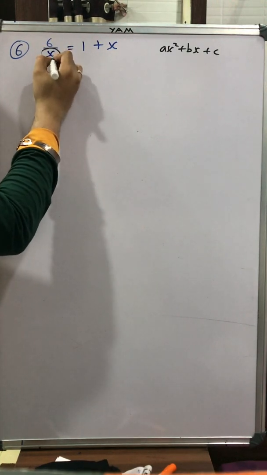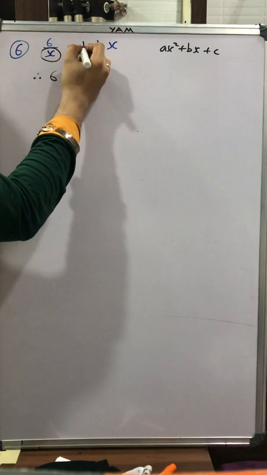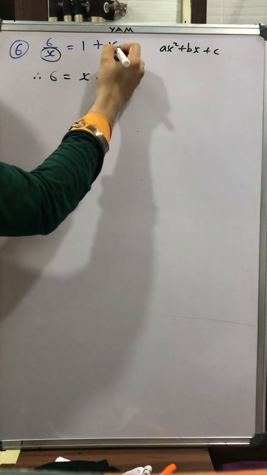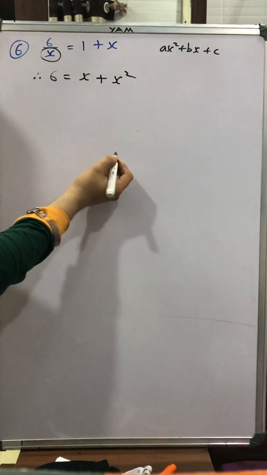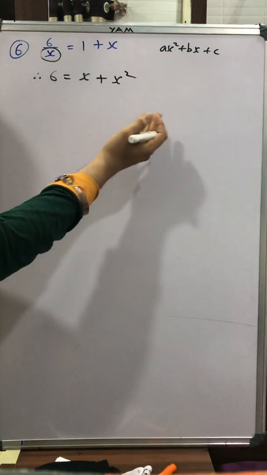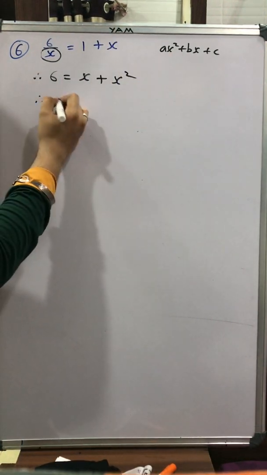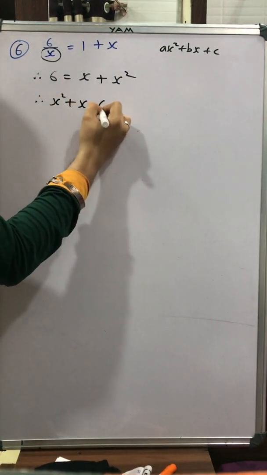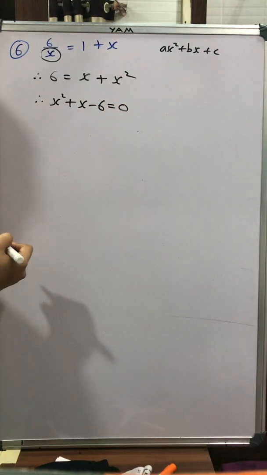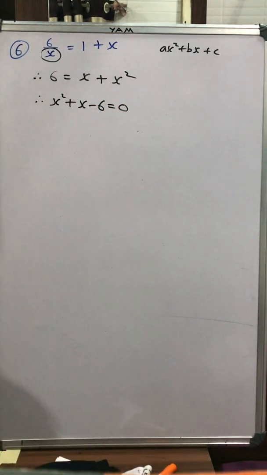6 upon x into x, so only 6 will remain. 1 multiplied by x is x, plus x multiplied by x is x square. Now let's bring this 6 on the right hand side, so it becomes minus 6. Therefore x square plus x minus 6 is equal to 0. Okay, beautiful.